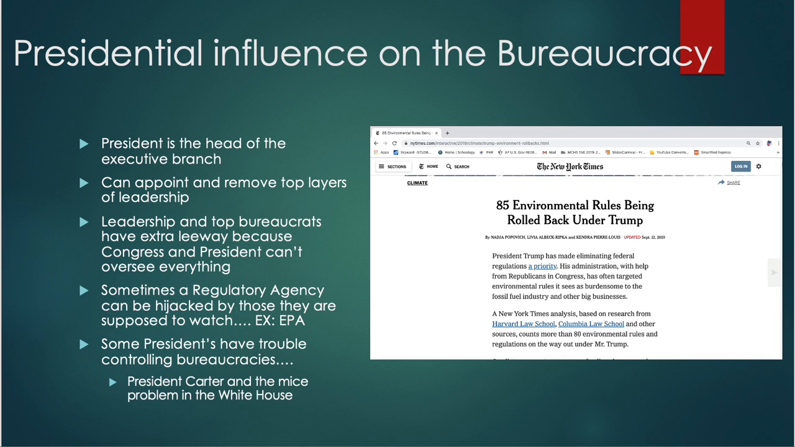Again, sometimes the presidents have trouble controlling bureaucracies. There's an example under President Carter where there was actually a mice problem. Two different bureaucracies or departments were in charge of the White House. The General Services Administration told the president it had eliminated all the mice that were inside, and insisted that all the new mice had come from outside the building. So this was now the responsibility of the Interior Department because they managed the building maintenance on the outside.